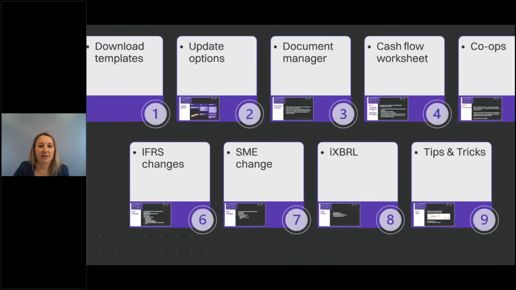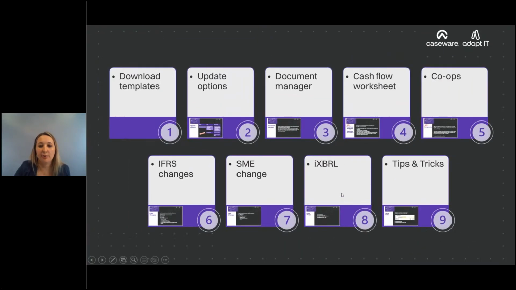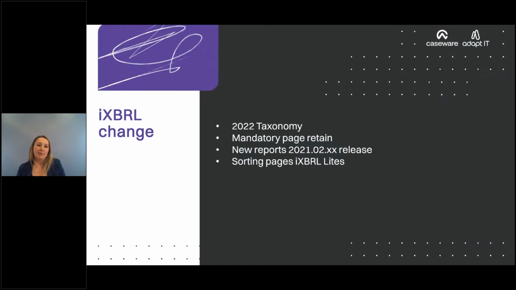Right, then if we go to iXBRL. For iXBRL, like always, we have done the 2022 taxonomy. I'm just double checking if the pages are moving. Right, okay. So another improvement that we've made here is that the mandatory page will be retained. I'm sure everybody will be very happy about it because capturing it every time became quite mundane. So that will be retained on update, so you don't have to capture the mandatory page again.